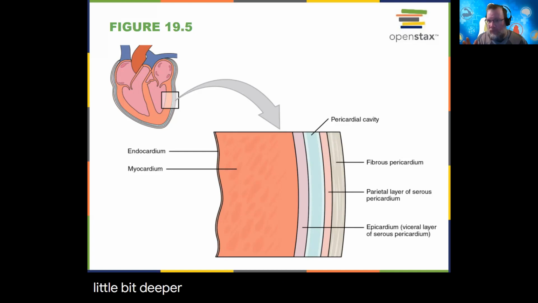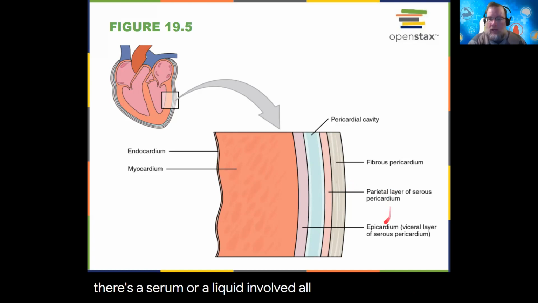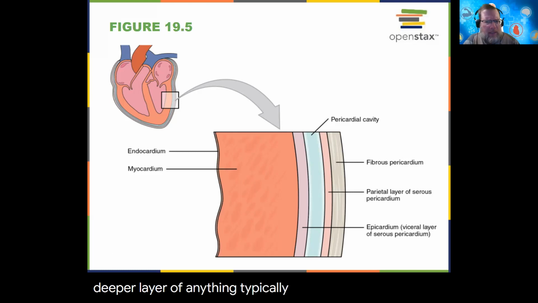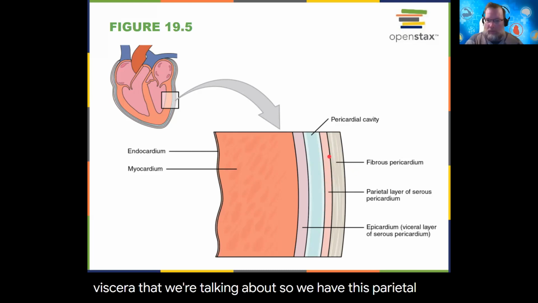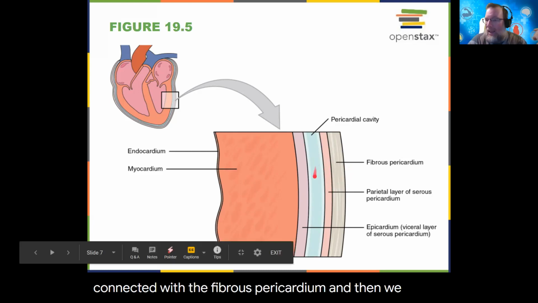And then we go a little bit deeper from that fibrous pericardium, and we end up with what we call the parietal pericardium. And that's what we call the serous layer. So we basically have a fibrous membrane and then a serous membrane, and the serous is a double layer. Serous implies that there's a serum or a liquid involved. So fibrous tells us there's strength needed. Serous tells us there's a serum or a liquid involved. All right, so the parietal is the more superficial layer of anything, and visceral is the deeper layer of anything. Typically, we would see the visceral layer right up against the organ or the viscera that we're talking about. So we have this parietal pericardium, connected with the fibrous pericardium. And then we have a cavity, the pericardial cavity.